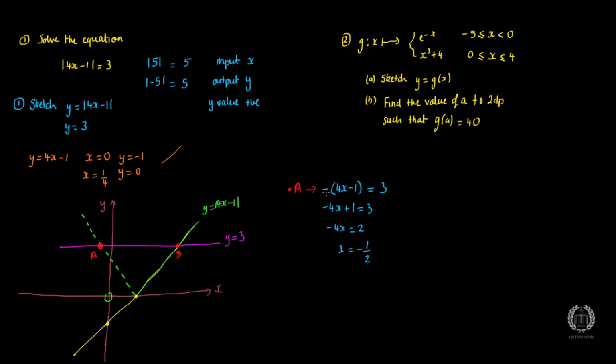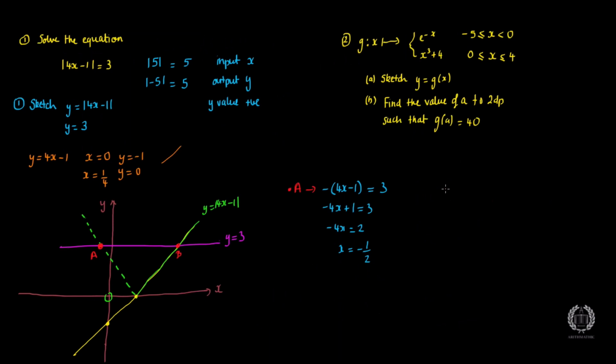Right? So let me just repeat that. I'm only putting minus when it's on the reflected part of the graph. Right? You don't put minus on anything else. So because the dotted line is the reflected part, we're going to put minus for our 4x minus 1. And then you solve for x.